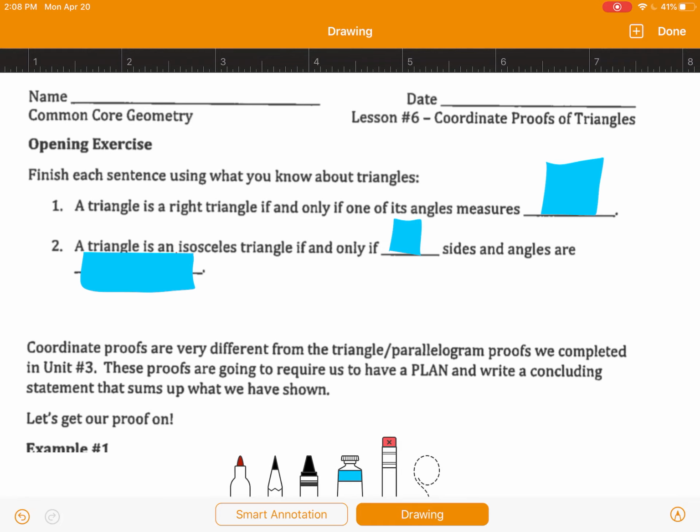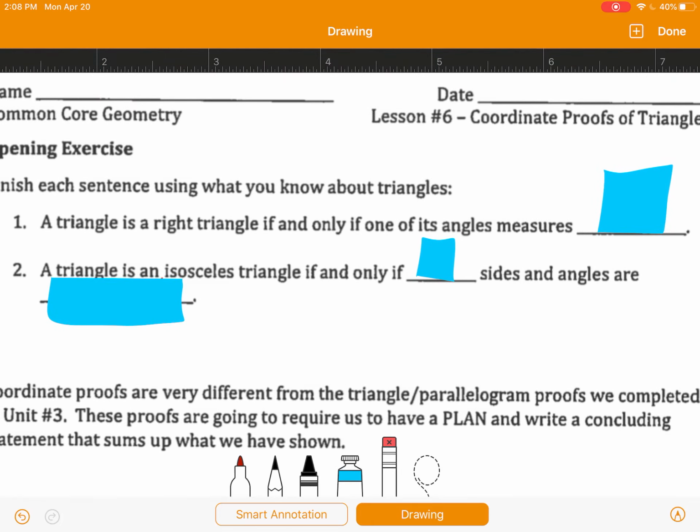So if you have a right triangle, okay, the only way a triangle could be a right triangle is if one of the angles is 90 degrees. So that's one thing that we could do. If we're trying to prove something's a right triangle, we need to prove that one of the angles is 90 degrees. And there's a couple different ways you can go about doing that.